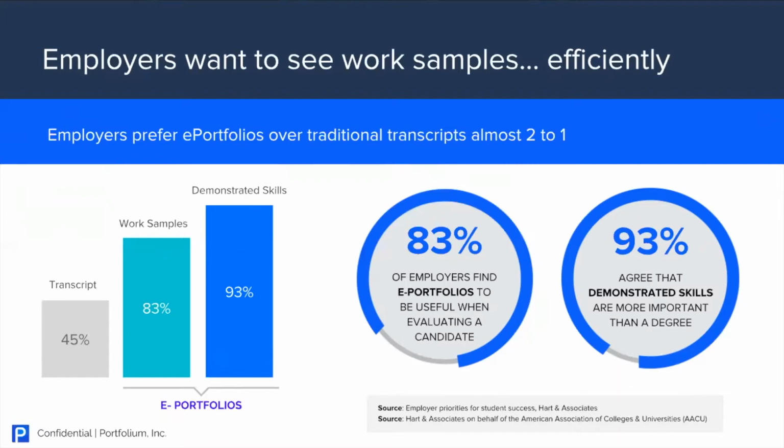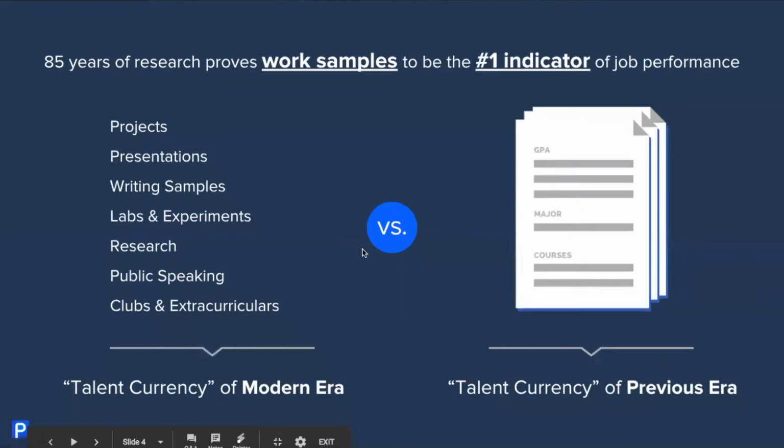The degree is obviously very important, but it's all the culminating activities and all of those little tasks that you completed to equate to your degree that really give someone true insight into what you're capable of and what makes you unique. There's also 85 years worth of research that proves that your work samples are the number one indicator of how you're going to perform in that first position. So the projects you've done in the classroom, the presentations, the writing that you've done, if you've participated in any public speaking or clubs and extracurriculars, these are going to become the talent currency of the modern era for you.